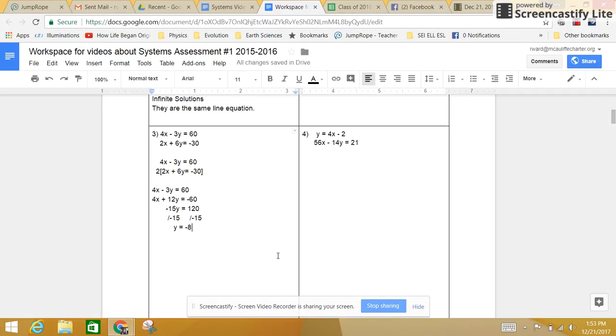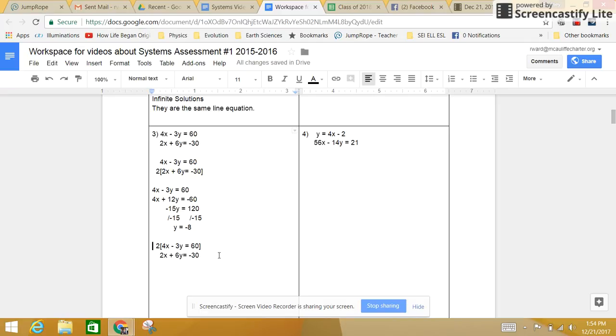I can go plug in y and solve for x, but I'm going to do this with elimination again. Copy these over again, bring them down. And now I want to get the y coefficients to be the same or opposite. My y coefficients are negative 3 and positive 6. If I double the top equation, I'll end up with a negative 6 for my coefficient for y, which is the opposite of 6 for the coefficient for the other one.